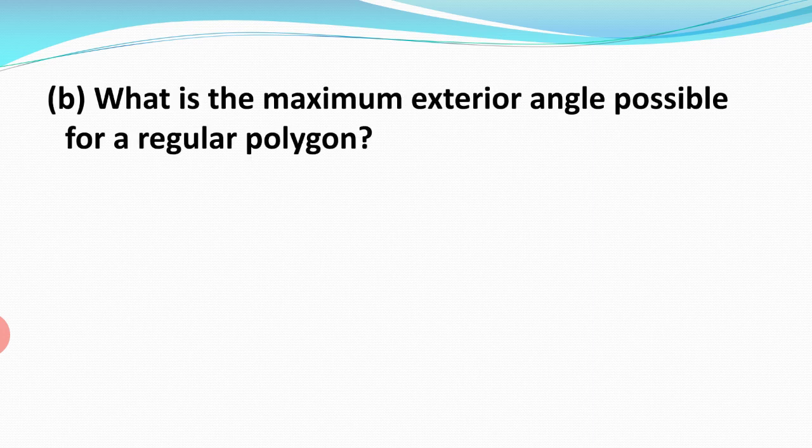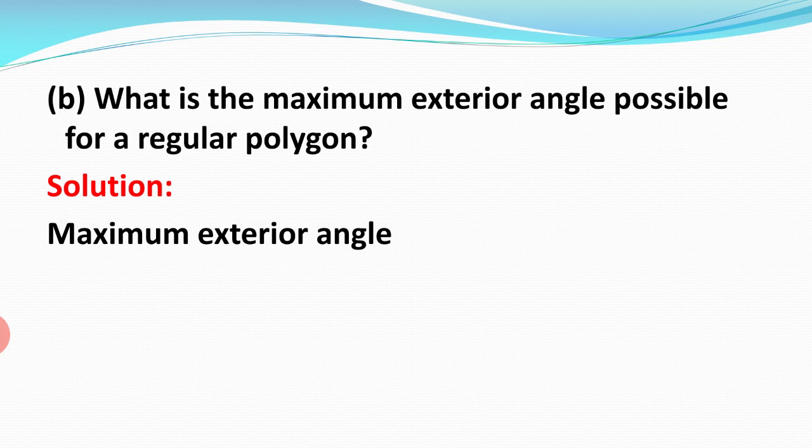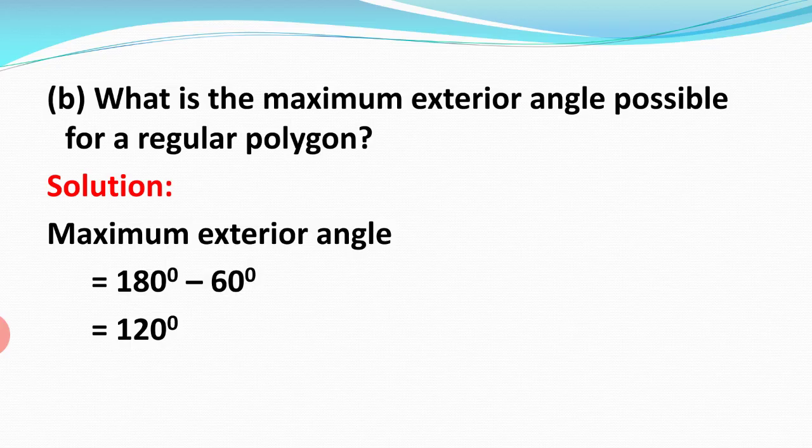Is it okay? So next question, what is the maximum exterior angle possible for a regular polygon? Of course, yes, it will be related to again equilateral triangle, because it has minimum interior angle. So here it will be maximum exterior angle, isn't it? So we write the maximum exterior angle will be 180 degree minus 60 degree, and it will be 120 degree. And again, of course, it is for equilateral triangle.